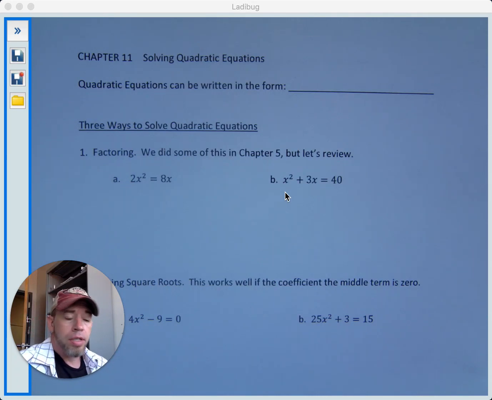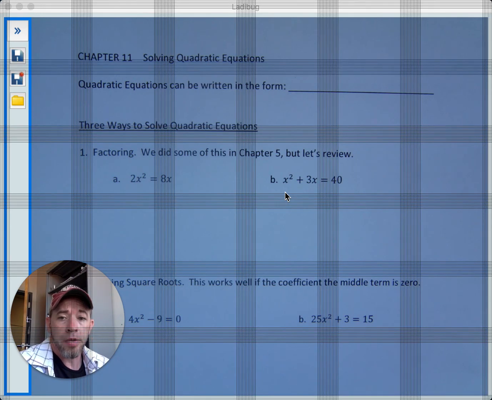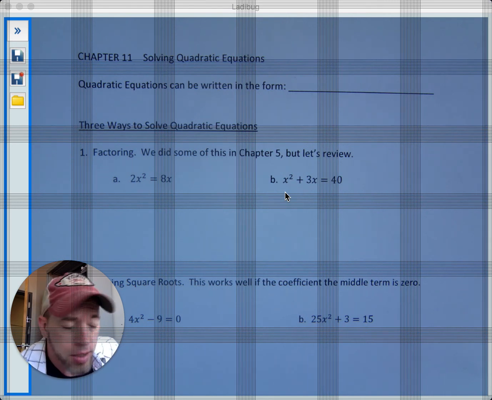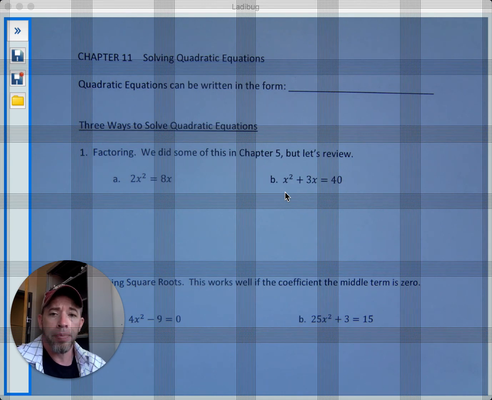Alright, we are starting chapter 11, and this first page of notes here is all about solving quadratic equations. I thought I'd give an intro page, and we're actually going to only cover two sections in chapter 11, and so the other 2 pages of notes will go through additional examples of both of those sections.